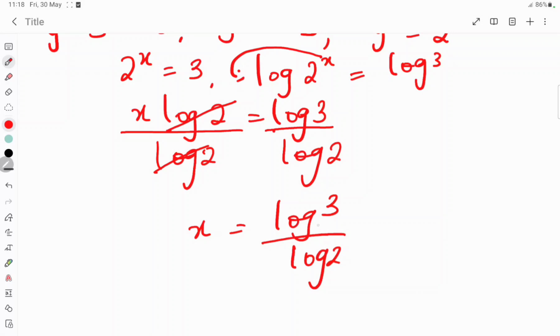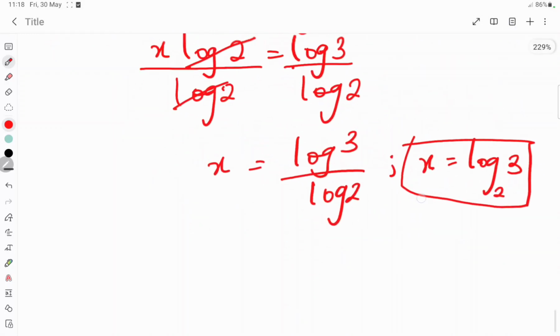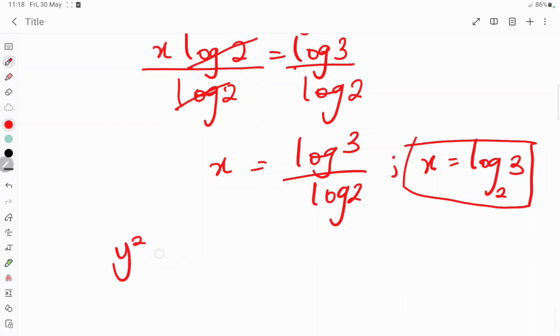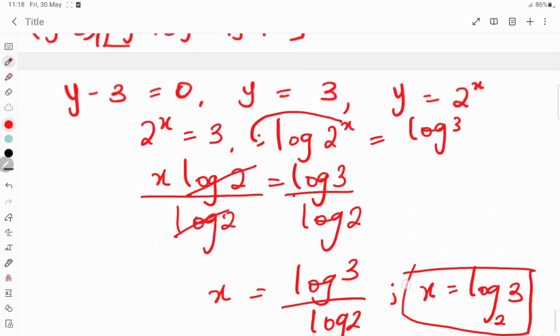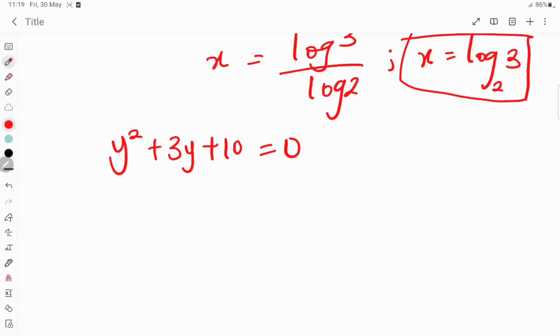Since they are in the same base, we can now use change of base, and that x is equals to log of 3 to the base 2, and that's the value for x for the first solution. Then for the second solution, we have y squared plus 3y plus 10 is equals to 0 because we added the 1 in that place. So for the other remaining solutions of x, all we have to do here is very, very simple.